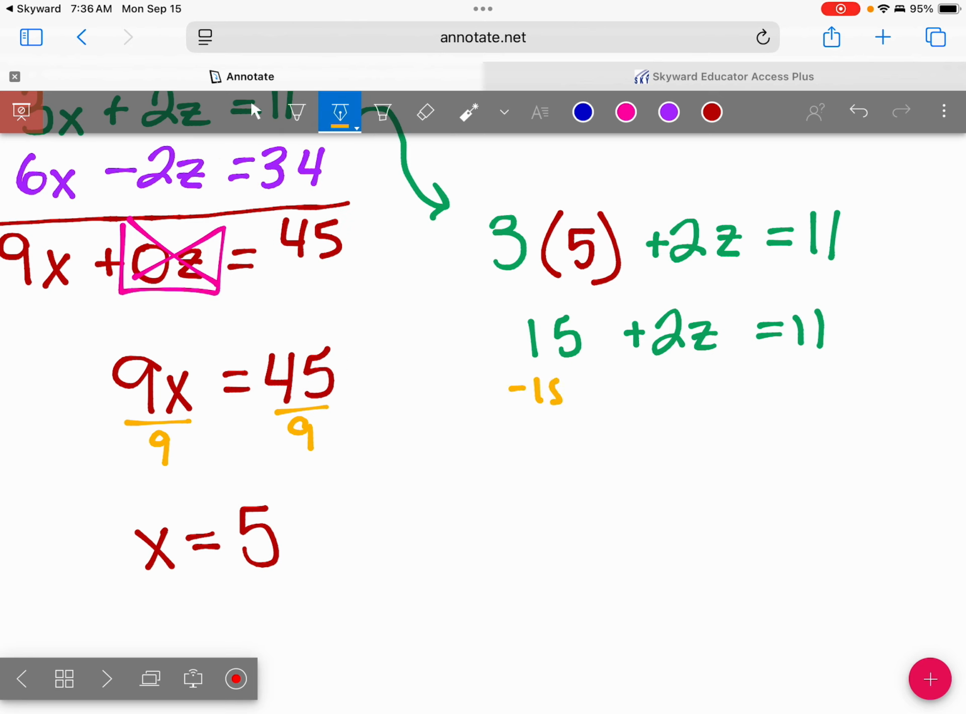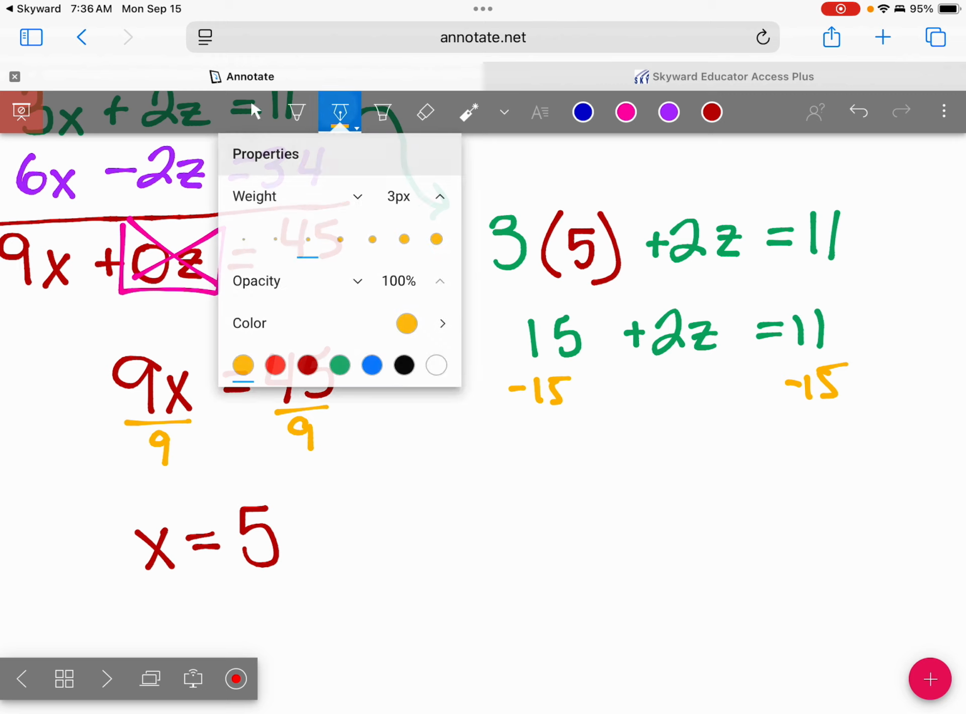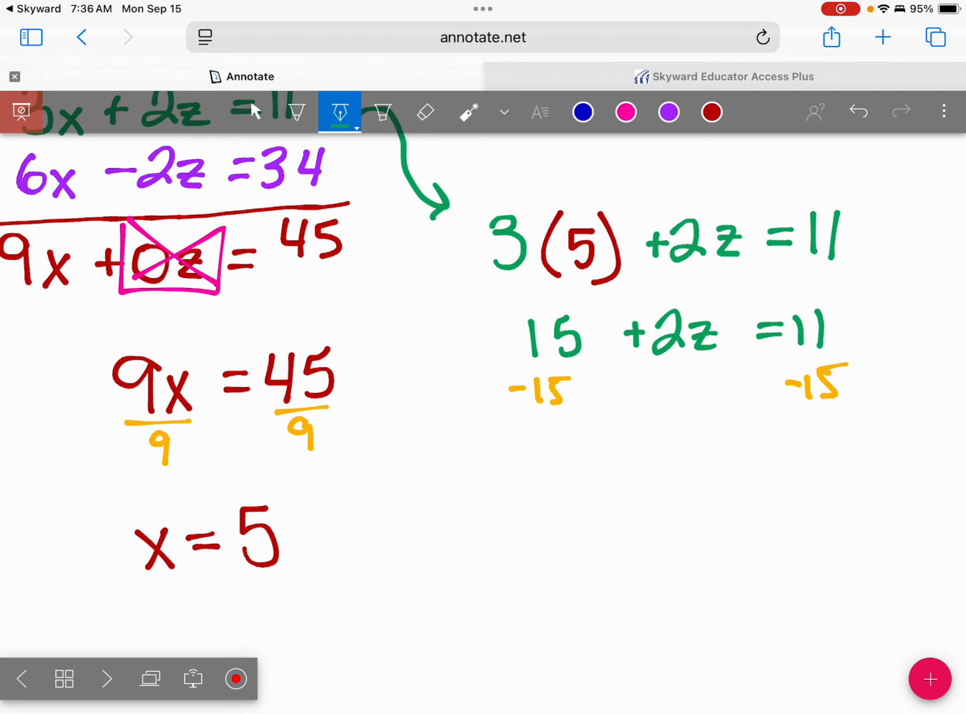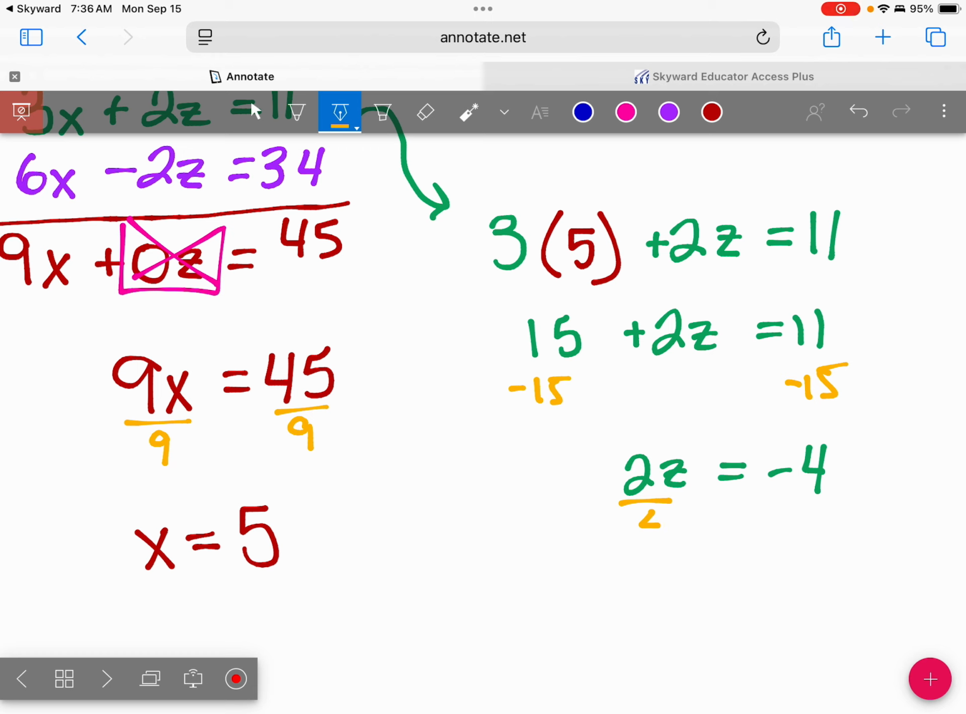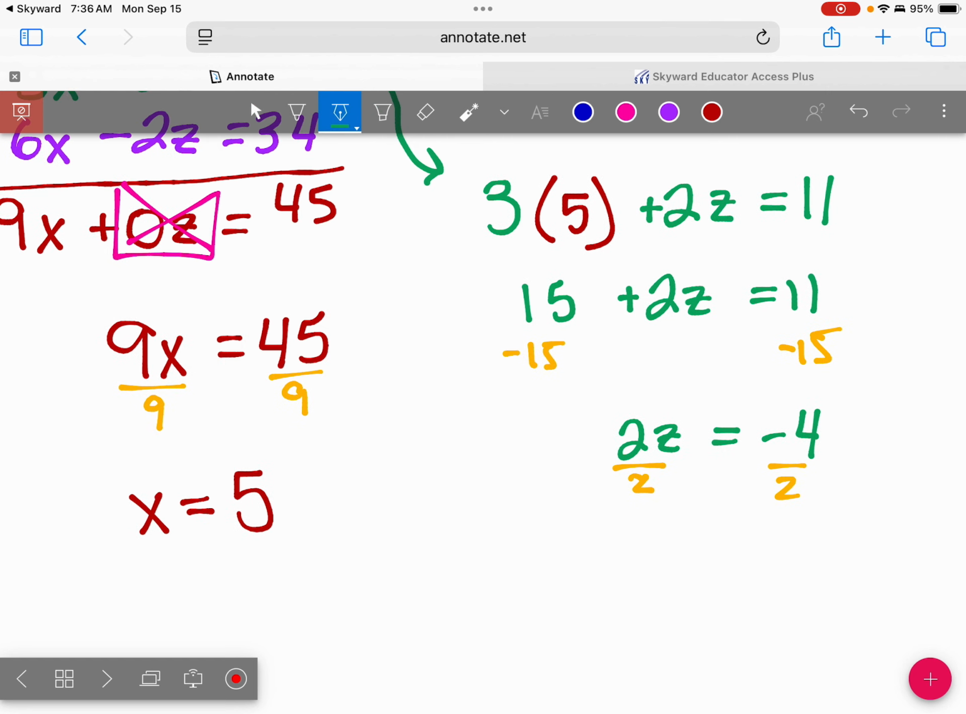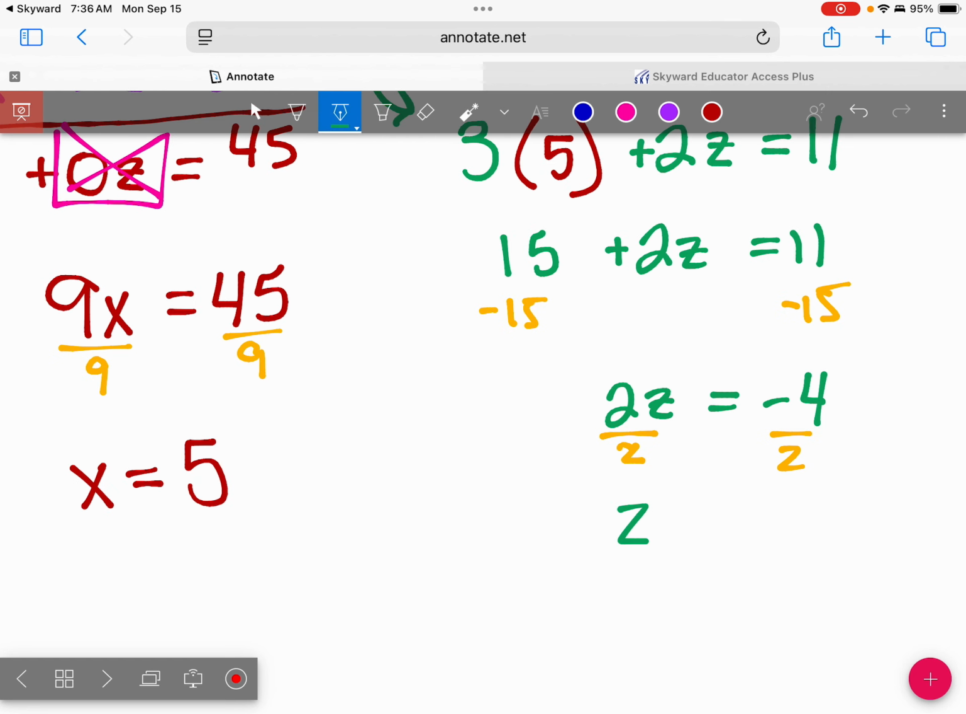Yep, subtract the 15. Minus 15. That's going to give us 2z. 11 minus 15 is a negative 4. Divide by 2. Exactly right. Divide by 2. And that would be why I put crossbars on my z's, because those are the z-eest looking 2's ever. So my z equals negative 4 divided by 2, which is negative 2.